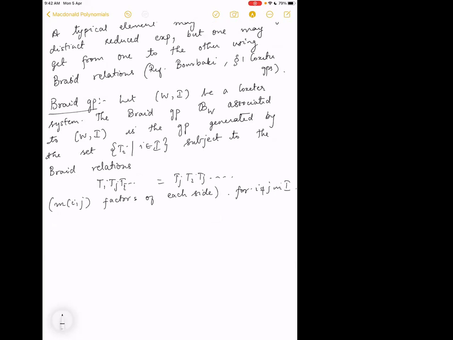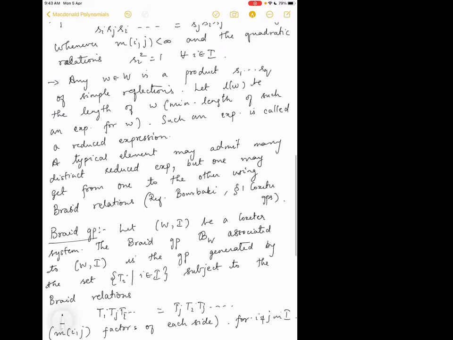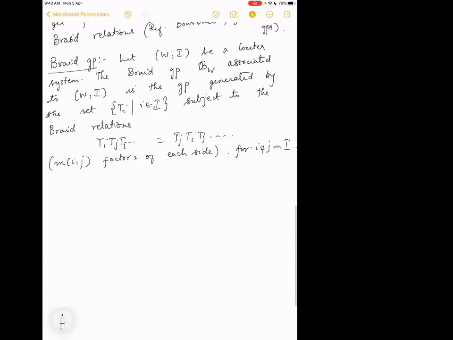Basically the braid group has a description identical to what we had for the Coxeter group, except that we omit the relation that s_i squared is 1. So it is similar to Coxeter groups, but the quadratic relations are omitted.